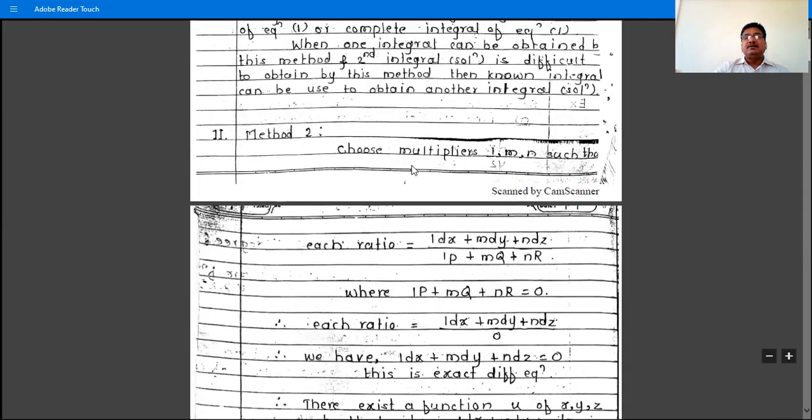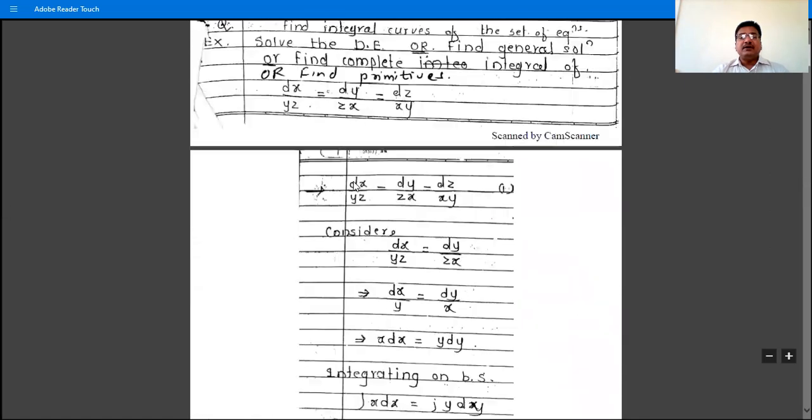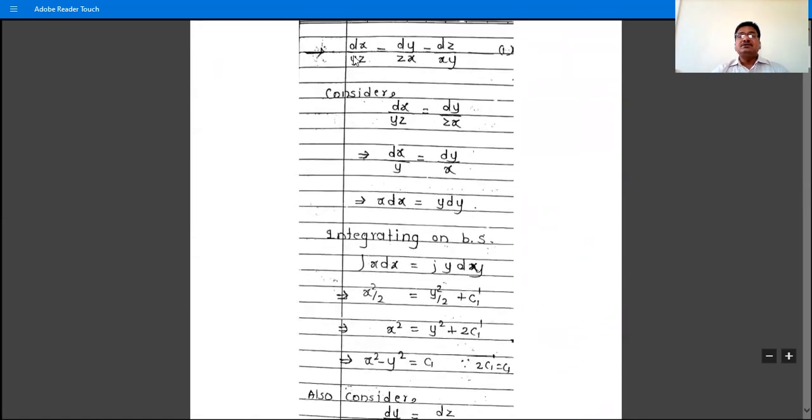So when we consider two fractions from which one of the variables is either absent or cancelled, then from the given differential equation we consider these two fractions. Why do we consider the first two fractions here? Because the variable z is cancelled from them. After cancelling z, we have dx by y equals dy by x, and then after separating the variables, shifting this x to the LHS, we have x dx equals y dy. So this is a differential equation of variable separable form.